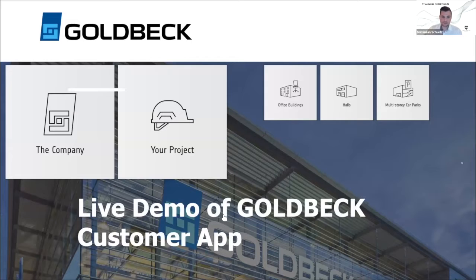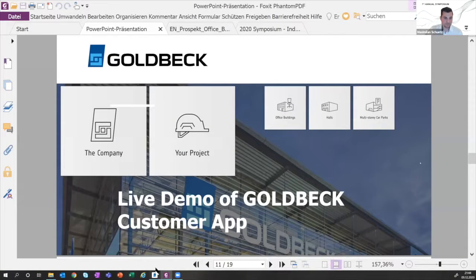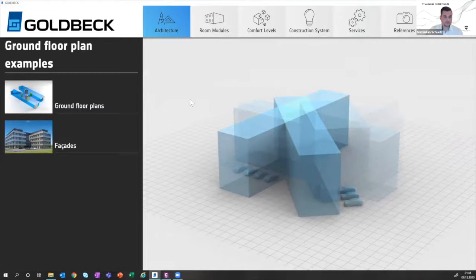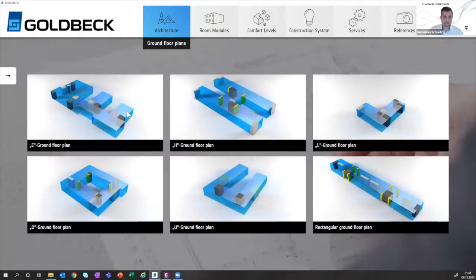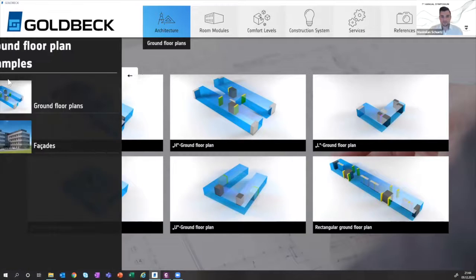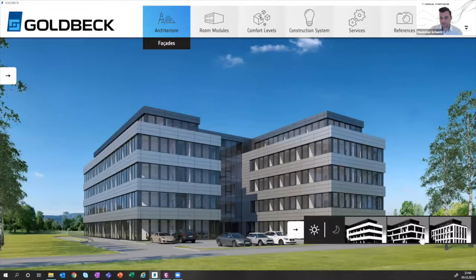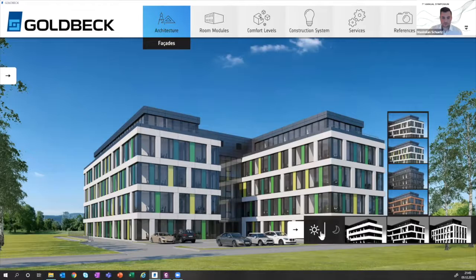And I'd like to take you into our Goldbeck customer app to show you our system interactively. So we have, for example, different floor plans. If you're a customer, we can go through this app. And this is basically our configurator. If you go to BMW and configure your new 5 Series, this is what we do here. You can quickly go through facade types. This can be experienced in VR as well, of course.